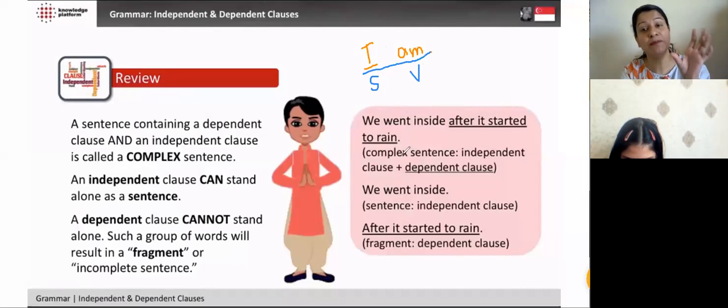लेकिन कॉन्सेप्ट जब क्लियर हो जाता है, मैं हूं, इसका मतलब है मैं हूं. ठीक है? मैं एग्जिस्ट करता हूं. ठीक है ना? कॉन्सेप्ट क्लियर है, कॉन्सेप्ट कन्वे हो रहा है. We went inside, हम अंदर चले गए. सब्जेक्ट वर्ब आपका कंप्लीट कॉन्सेप्ट है. ऑन इट्स ओन इंडिपेंडेंट क्लॉज जब भी लिखा जाएगा तो हम उसको कहेंगे कि ये सेंटेंस है.